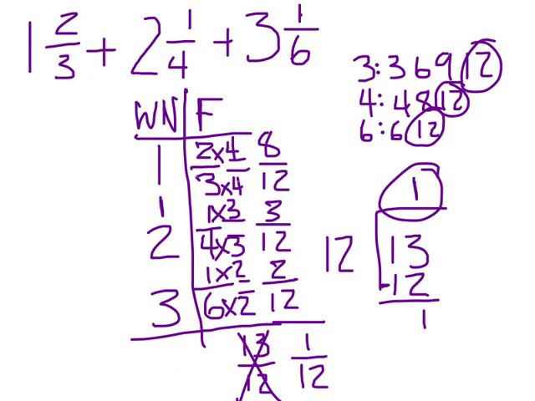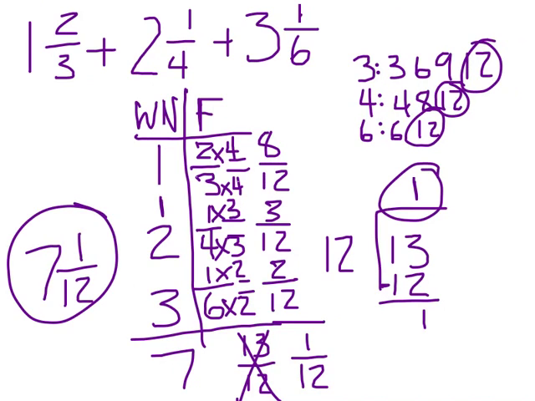Now I can add my whole numbers. 1 plus 1 is 2, plus 2 is 4, plus 3 is 7. So the answer to this problem is 7 and 1/12. You've done a great job on your video.